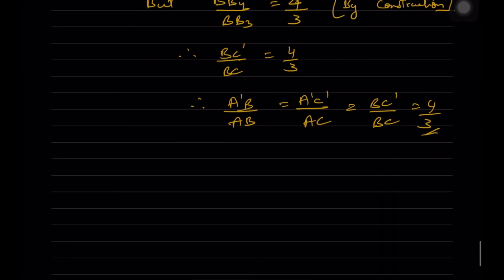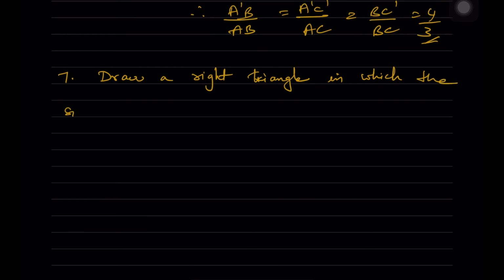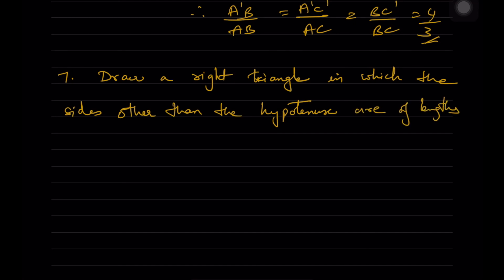Now next, going to the last problem of this exercise, the 7th one. Draw a right triangle in which the sides other than the hypotenuse are of lengths 4 centimeters and 3 centimeters.